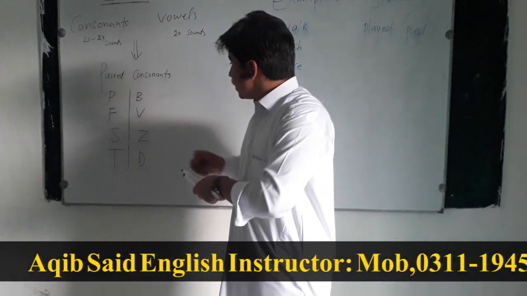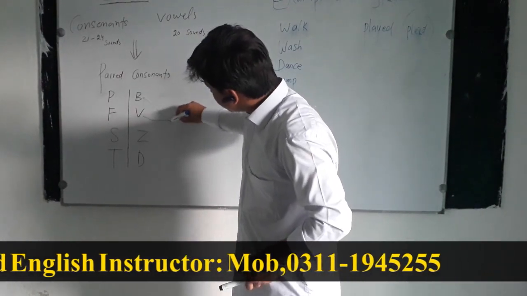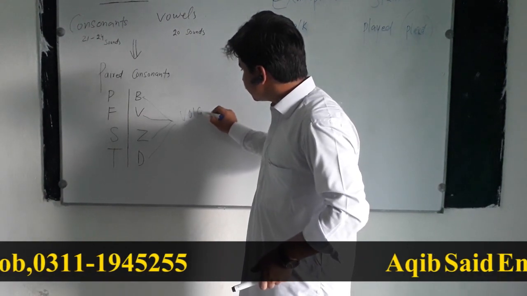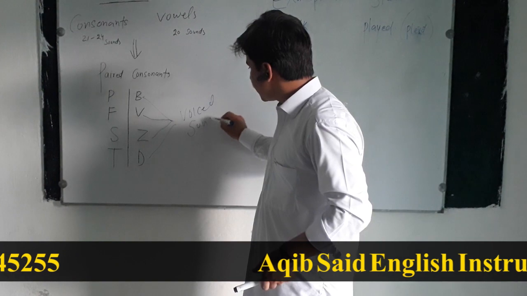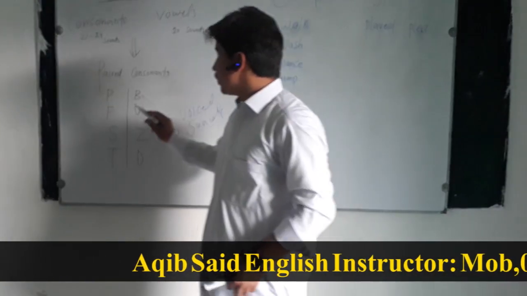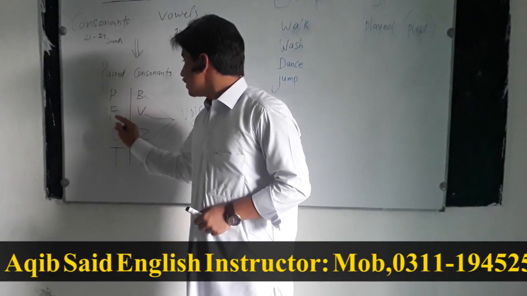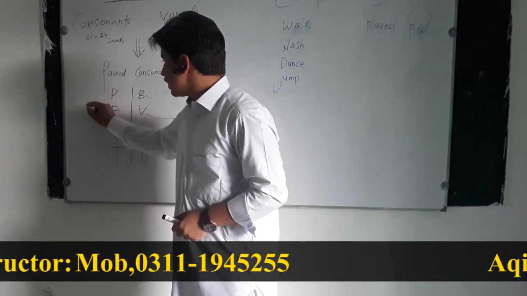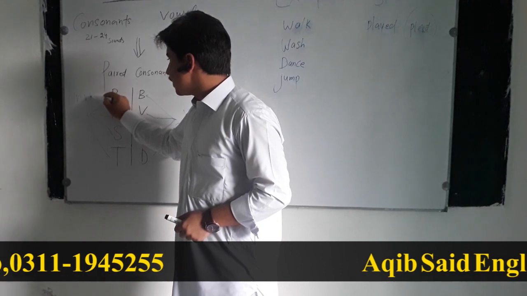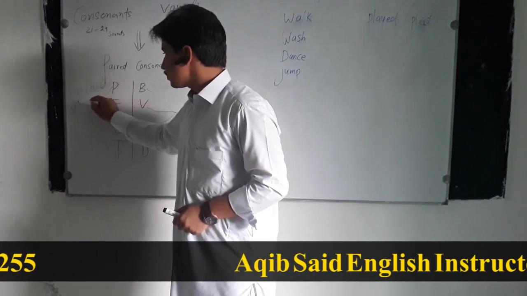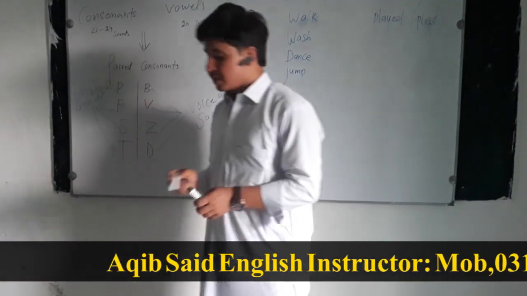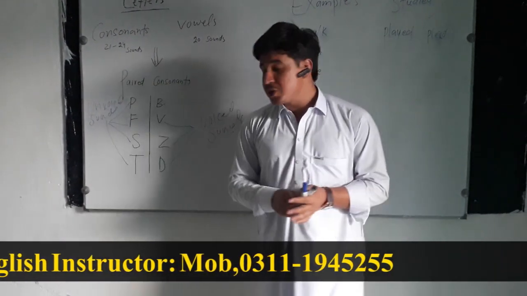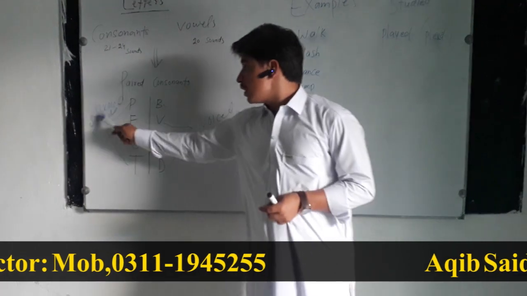Now these b, v, z, and d, they are called voiced sounds. And whenever I talk about p, f, s, and t, they are called unvoiced sounds. Now here is a question. What is the difference between voiced sound and unvoiced sound?